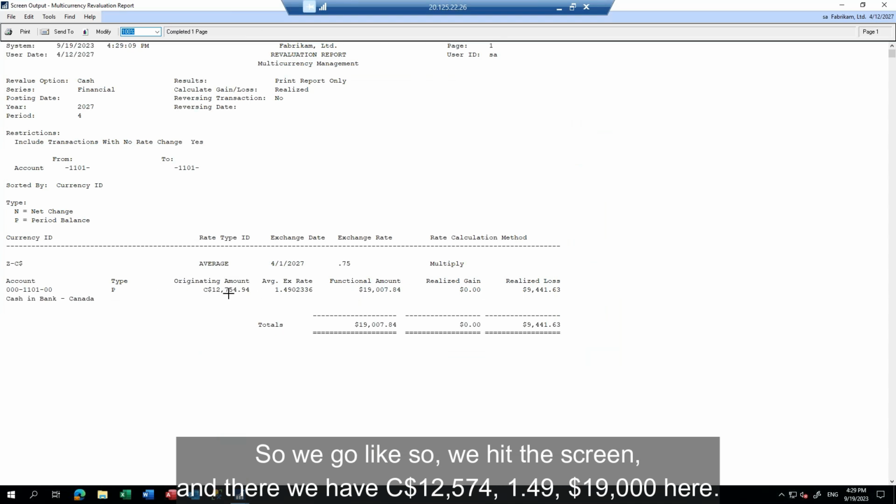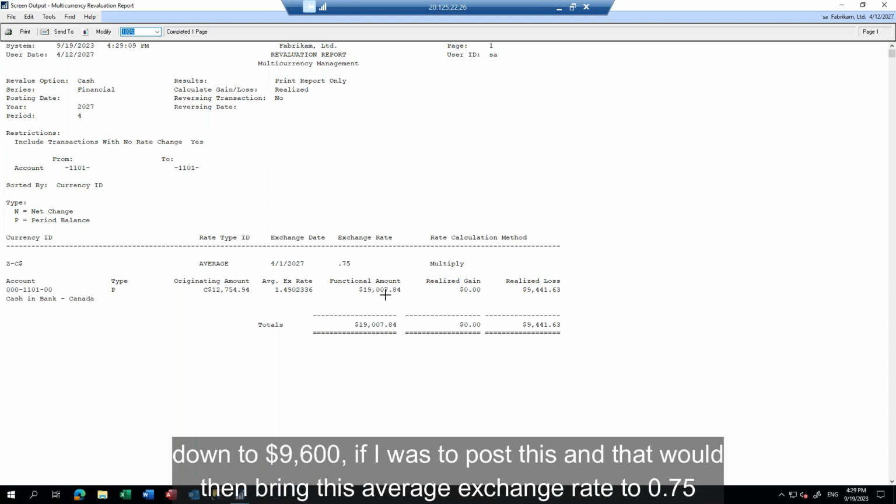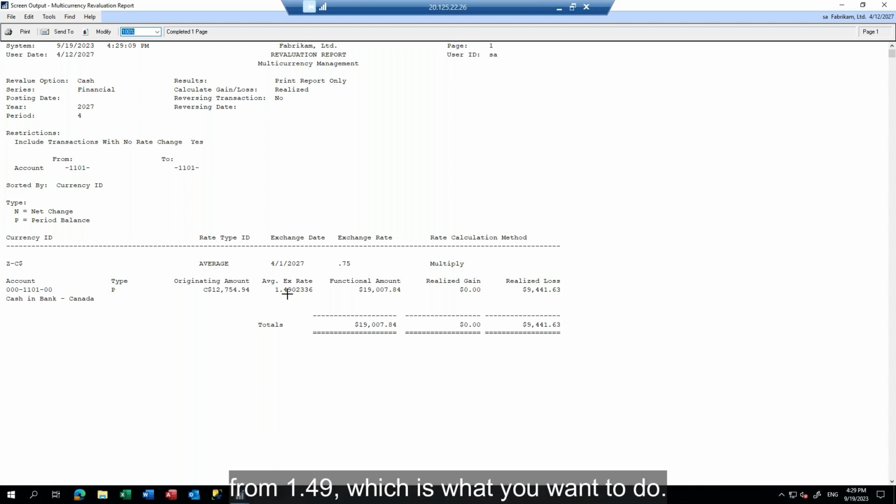And there we have 12,574, 1.49, 19,000 here. 0.75 is going to post a $9,441.63 gain or loss in this case. And it's going to drive this number down to $9,600 if I was to post this. And that would then bring this average exchange rate to 0.75 from 1.49. Which is what you want to do.